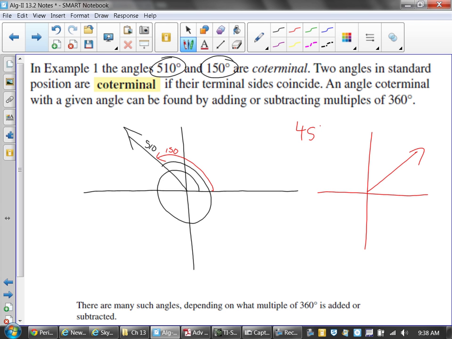45 degrees is right here, correct? Everybody agree to that? All right. Now, if I start from this spot and I go around again, I'm adding 360 degrees to that 45. What was it? Now, if I go the other direction, what's the negative? Negative 315. Everybody okay with that? You're basically adding and subtracting 360 degrees.